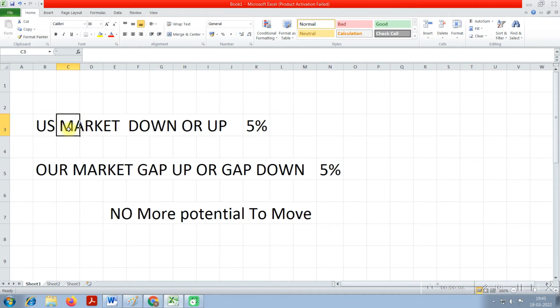The main point in gap up and gap down rejection is, if the US market closes 5% down or up, and our market opens with a gap up or gap down of 5% and there is no more potential to move, it will work more than the 8 moving average. That means it has higher probability. Many times gap up and gap down has been rejected by the market. If you know this strategy, you can make more money in the market.